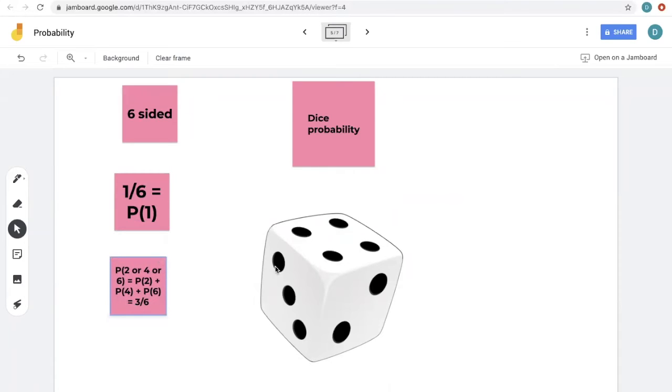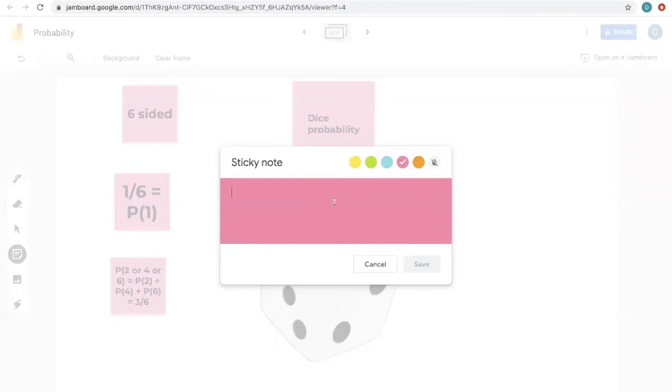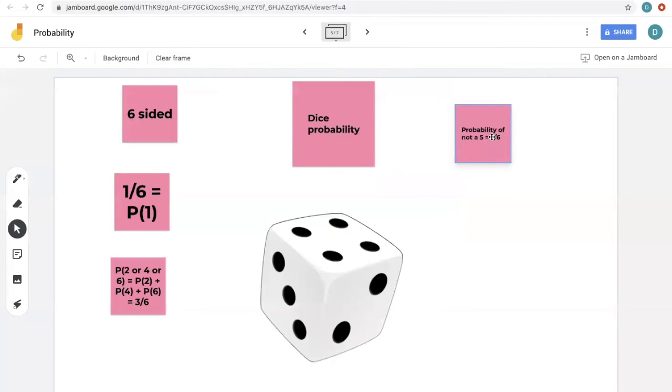And one final one, how about the probability of not a 5? Well, that is going to get us 5 out of 6, because as we know, a 5 is only one side of the die, and there are 5 other sides. So if we get any of those 5 other sides, that will satisfy the condition here.